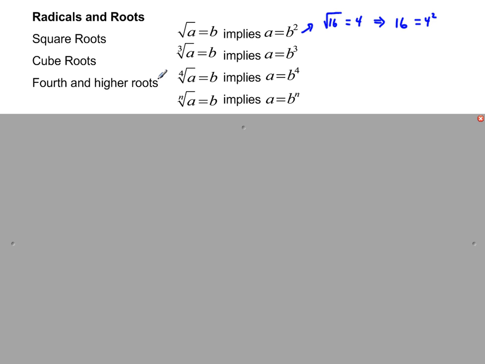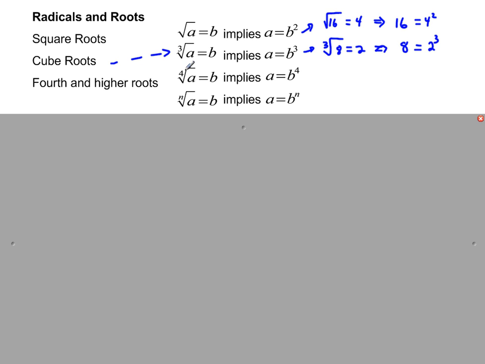But square roots are not the only kind of roots. We also have cube roots, right? Cube roots is where we're taking the third root of whatever number is under the radical symbol. So we can write, for example, that the cube root of 8, we know that to be 2, because that implies that 8 is the result of taking 2 times itself 3 times.